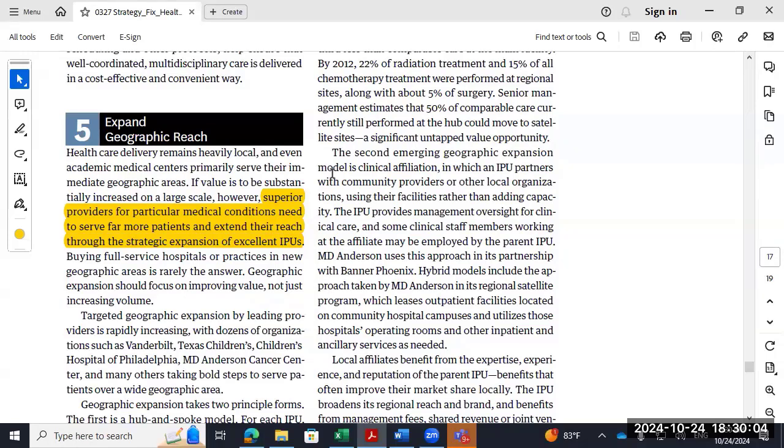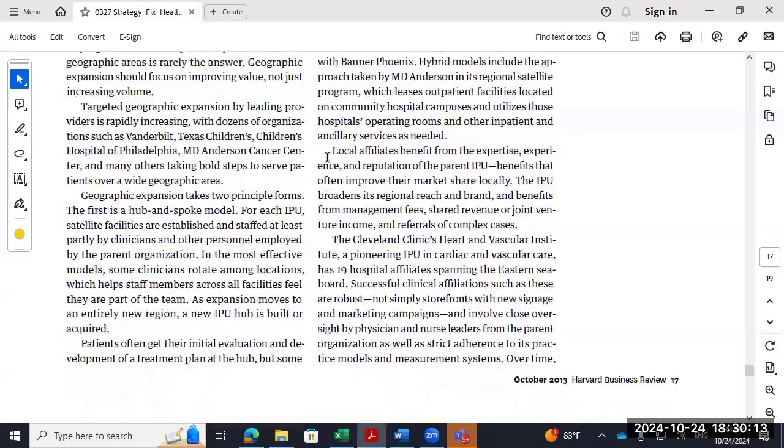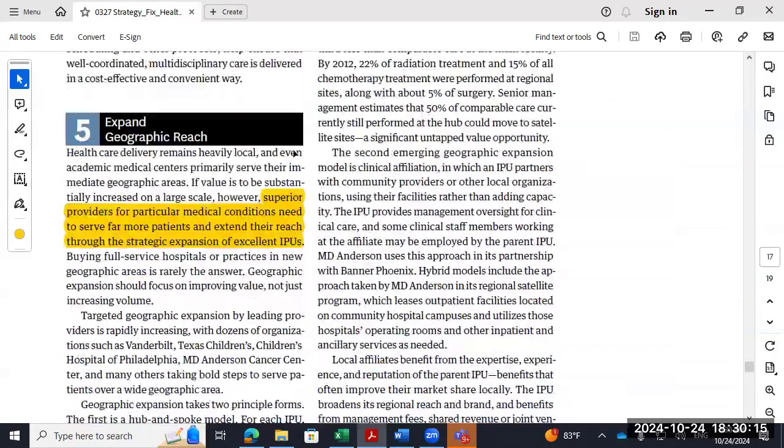This one's also related. Superior providers for particular medical conditions need to serve far more patients and extend their reach through the strategic expansion of IPUs. I don't think that's really a particularly new concept from the previous two.